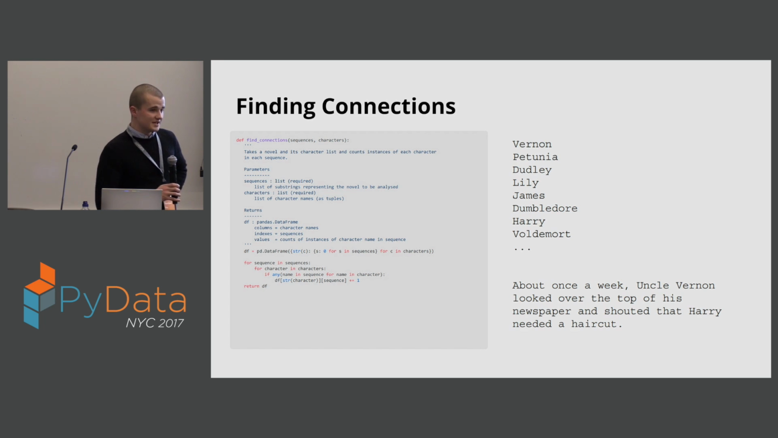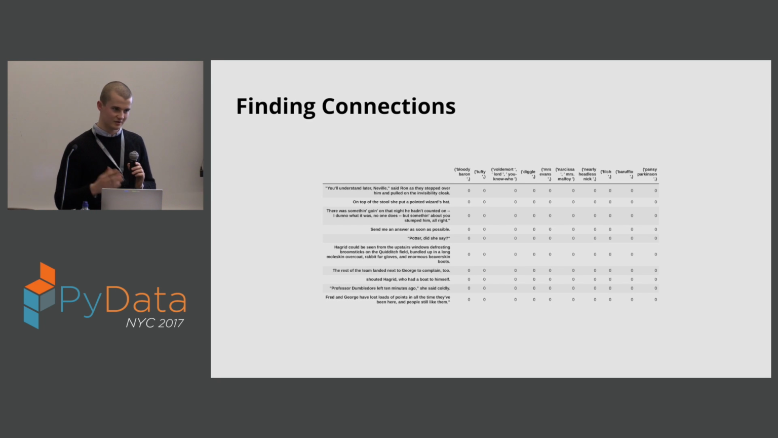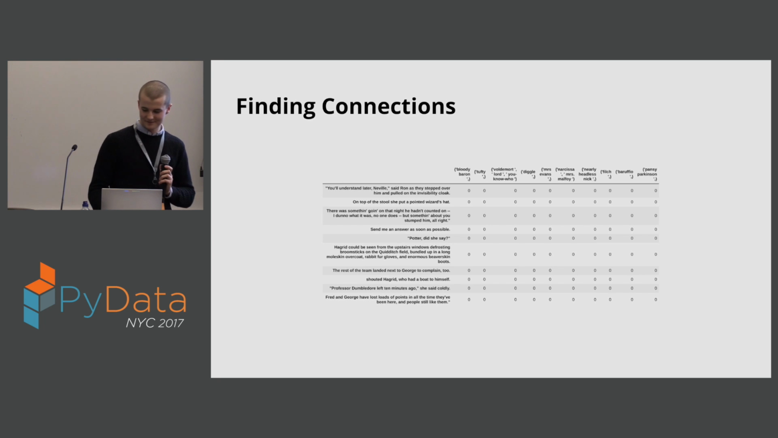Basically, for every sequence, every sentence in the book, it goes through and checks for occurrences of character names. So in this example sentence, it might pick out that Vernon and Harry are characters, tag them, and then build up a table that looks something like this, that says for every character in the network, do they appear in each sentence and how many times? That ends up being an incredibly sparse matrix, but that's what we start with.